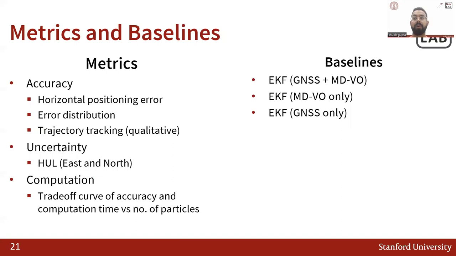For accuracy, we use the metrics of horizontal positioning error, the error distribution, as well as a qualitative view of the trajectory tracking. For uncertainty, we evaluate the horizontal uncertainty levels that are computed along the east and north direction. And for computation, we use the trade-off curves of accuracy and computation and compare them as the number of particles is increased. For our baselines for evaluating these metrics, we use EKFs that are used in GNSS only, MDVO only, and both GNSS and MDVO settings. We do not explicitly show comparisons with a particle filter because we observe from our experiments that the particle filter diverges for a state space of the size of ours, and therefore is not a good baseline.